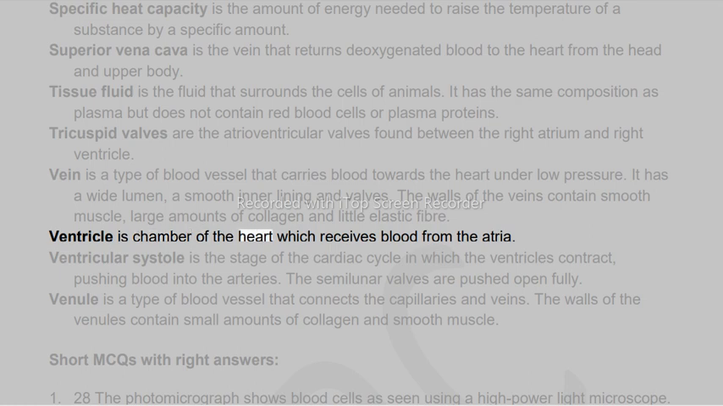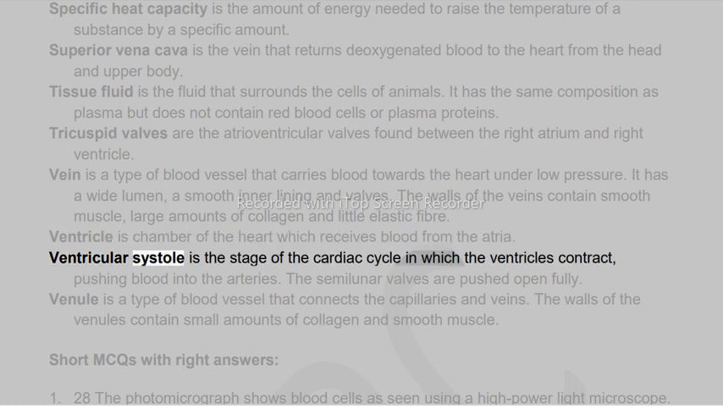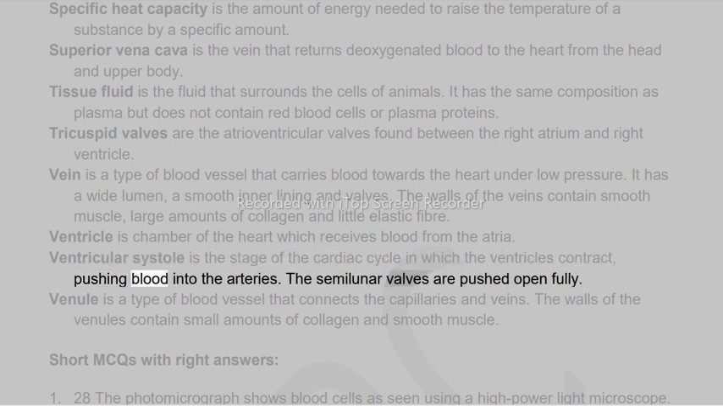Ventricle is the chamber of the heart which receives blood from the atria. Ventricular systole is the stage of the cardiac cycle in which the ventricles contract, pushing blood into the arteries. The semilunar valves are pushed open fully.